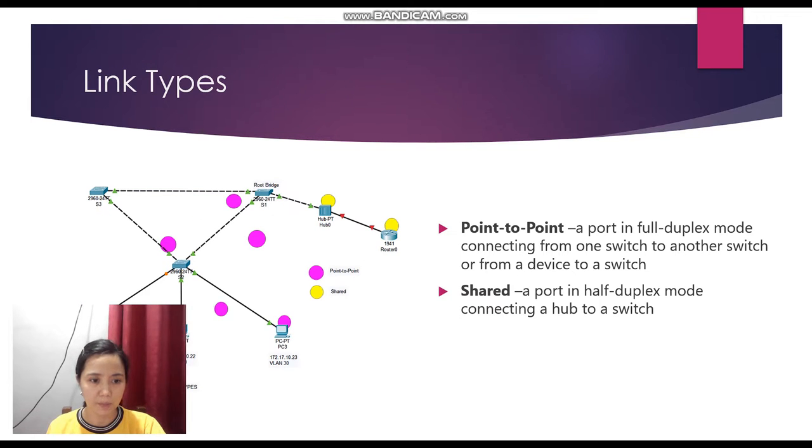So, another illustration of link types. The shared is a port in half duplex mode connecting a hub to a switch. And the point-to-point is a port in full duplex mode connecting from one switch to another switch or from a device to a switch. So the legend is that the point-to-point is the pink one and the yellow is the shared one. So the router is shared, the hub is shared, and the switches are point-to-point, and the PCs are point-to-point.